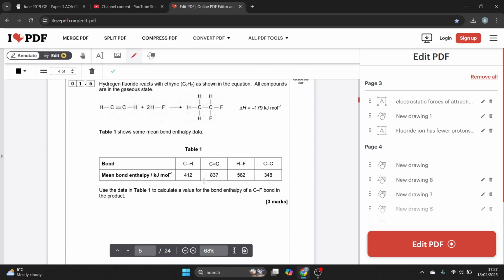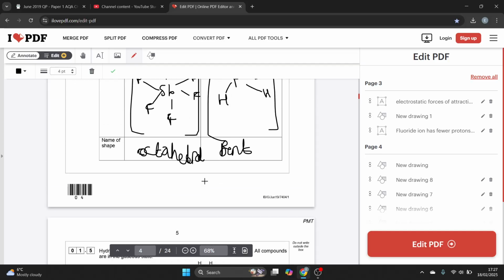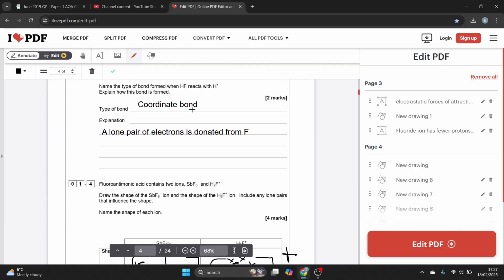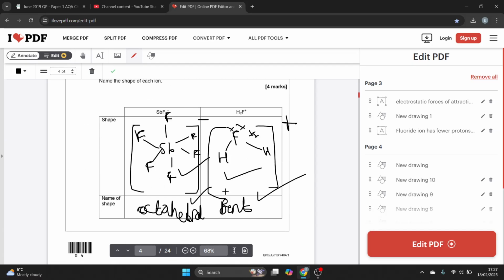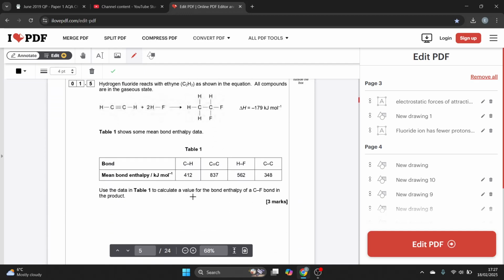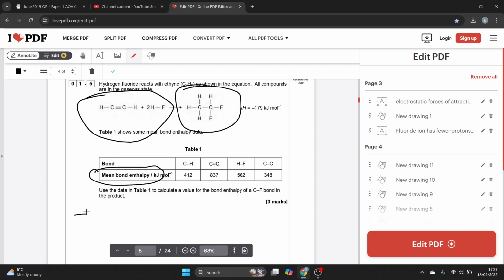Use the data in Table 1 to calculate a value for the bond enthalpy of a C-F bond in the product. Coordinate bond, lone pair of electrons is donated from F, drawing the shapes: octahedral and bent. So bond enthalpy is energy required to break bonds minus energy released when new bonds are formed. I know delta H is minus 179. I really don't like the mean bond enthalpy questions. There was one in my mock, and it was 3 marks, or maybe 4 or 5, I'm not sure. But yeah, I didn't get it correct. Let's just say that.